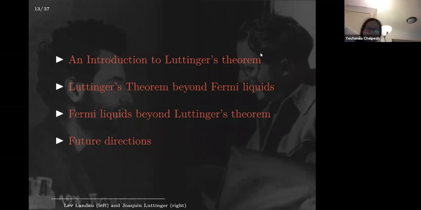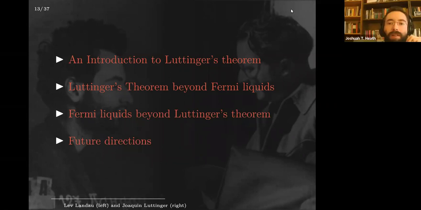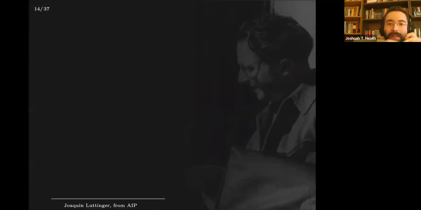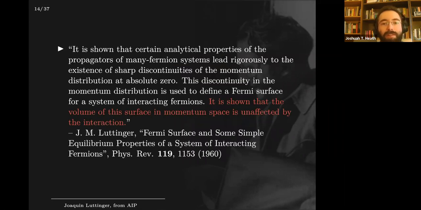Okay. So now let's go to the introduction to Luttinger's theorem. Luttinger's theorem was first developed by Joachim Luttinger, who is shown here on the right. And once again, it's nicely summed up by this quote from his paper. It's shown that certain analytical properties of the propagators of many-fermion systems, these Green's functions, lead rigorously to a sharp discontinuity of the momentum distribution at absolute 0. So what I showed you before.